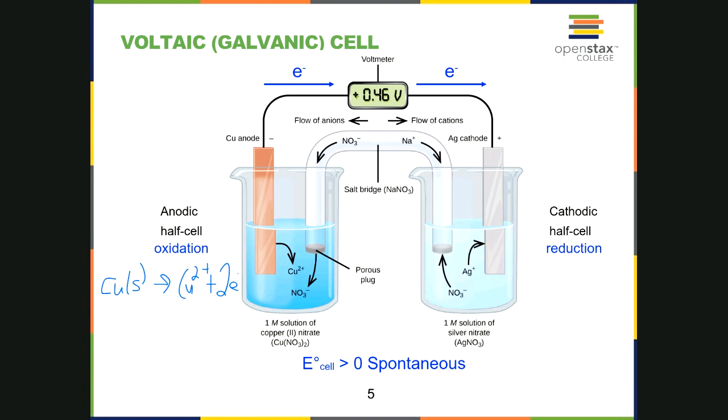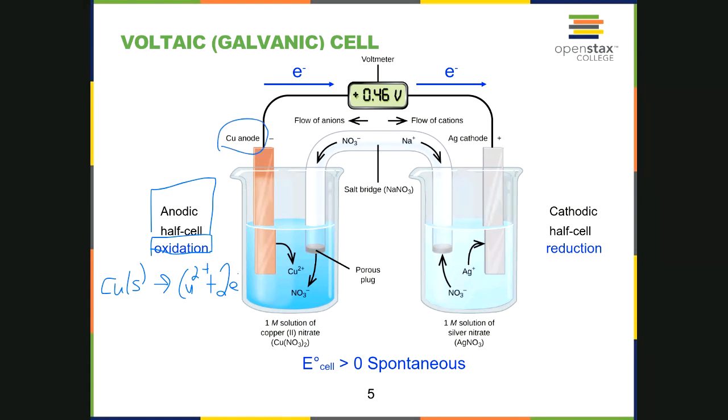and it's happening in this container on the left side, and that container is called the anodic half cell. It can also be called the anode, although that's usually just what you call the electrode. So up here is the copper anode electrode.